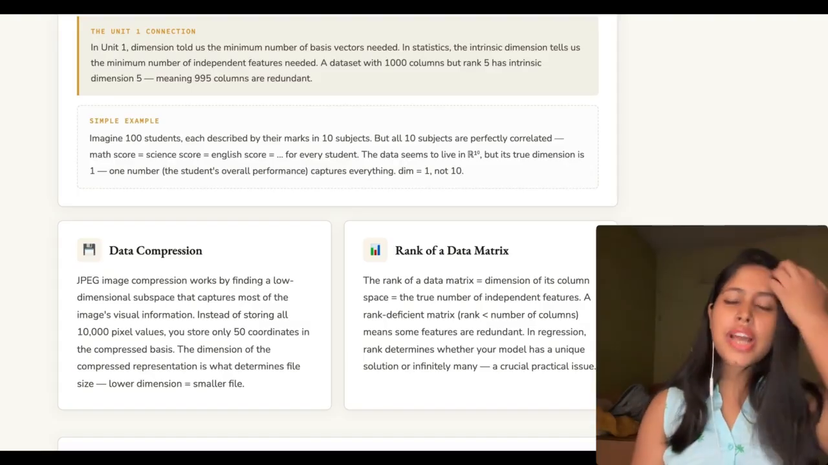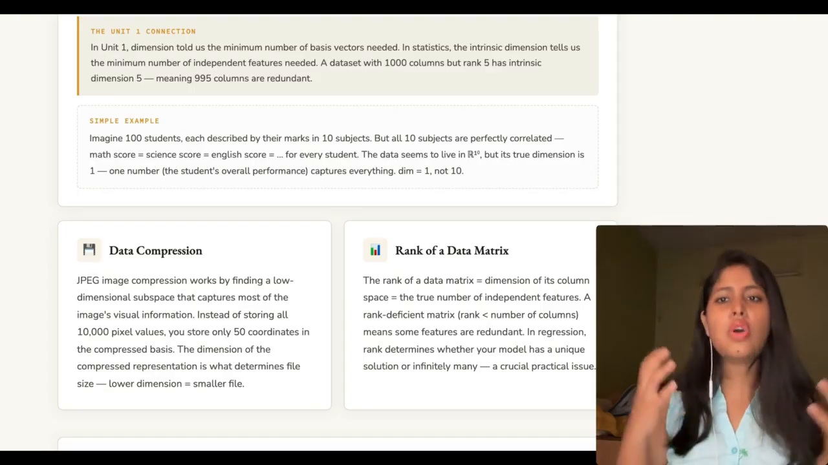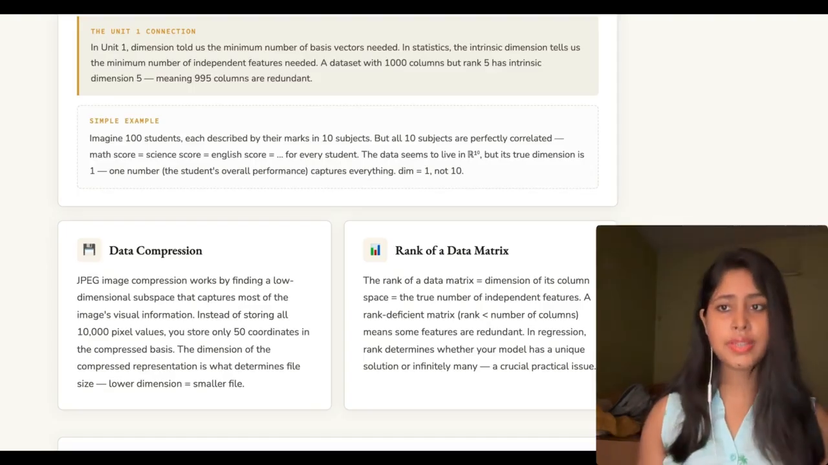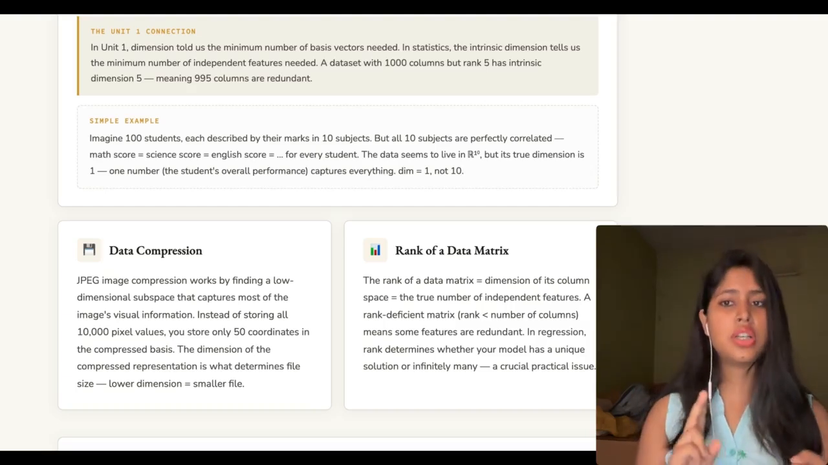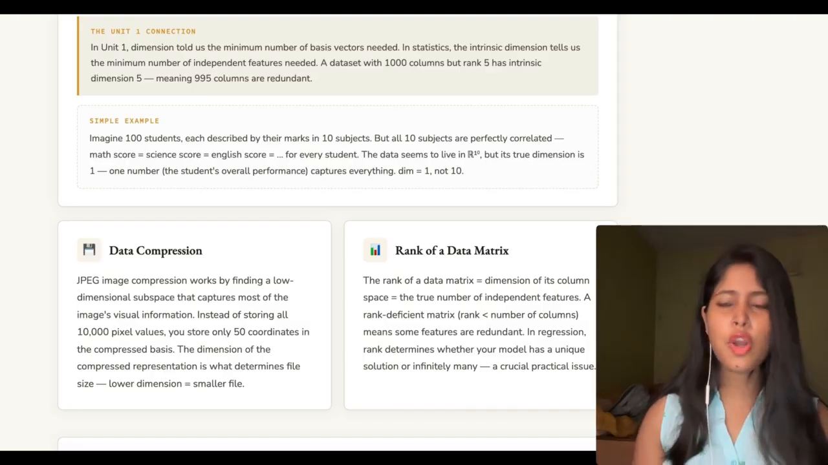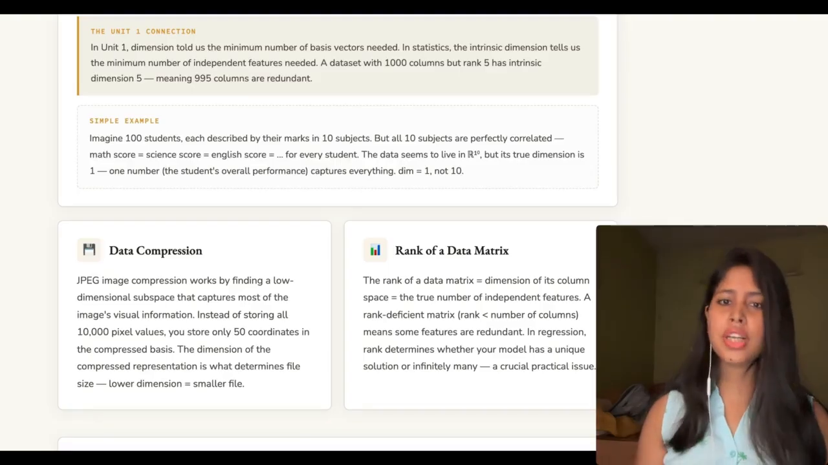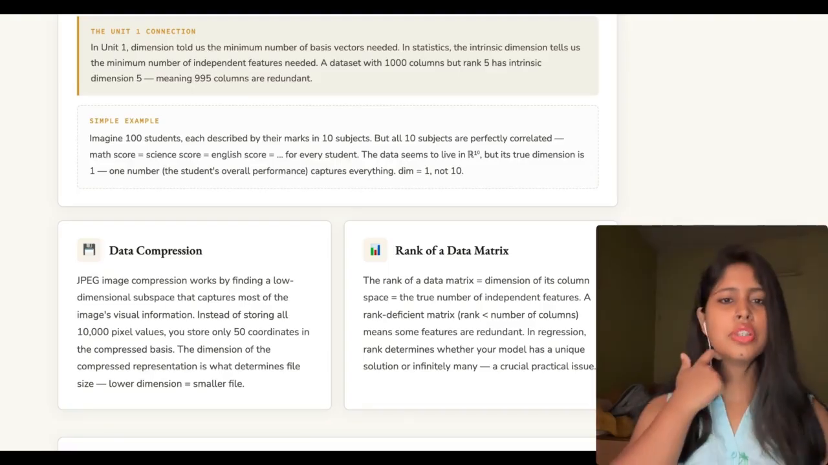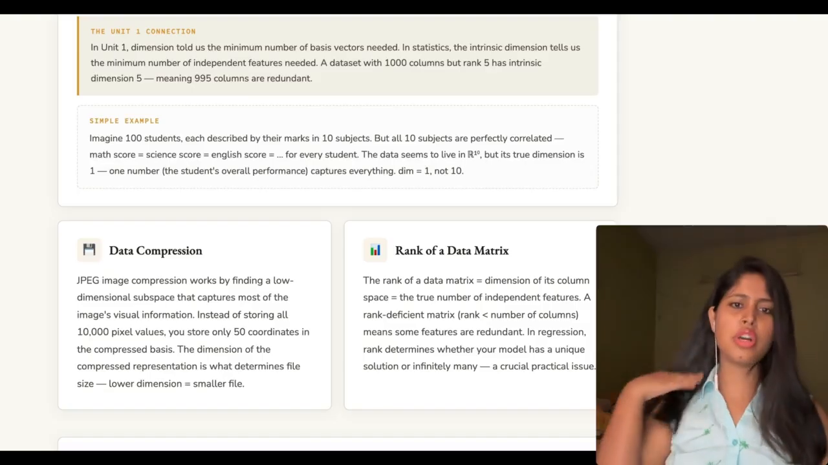Okay. So, dimension from Unit 1 tells us how complex a dataset truly is. It determines storage requirements, the amount of data needed to learn reliably, and how efficiently we can compress information. Okay, so that is basically all for dimension.